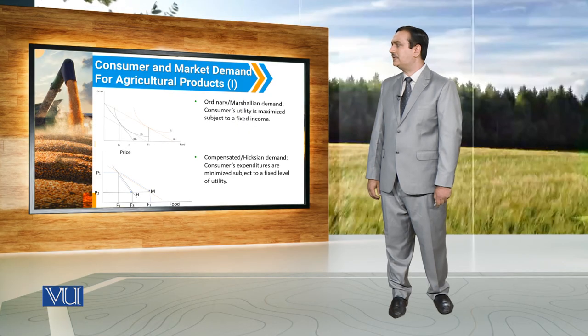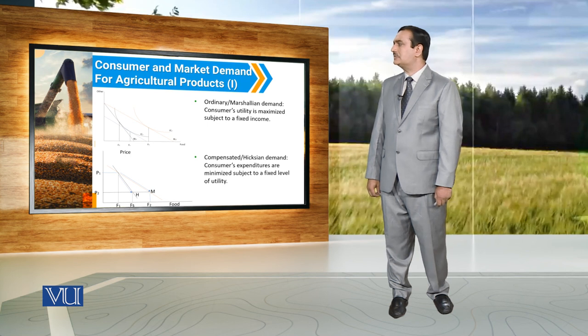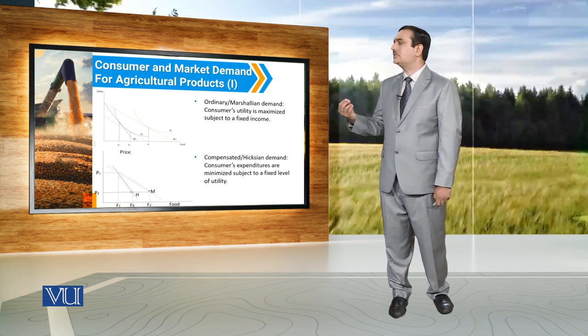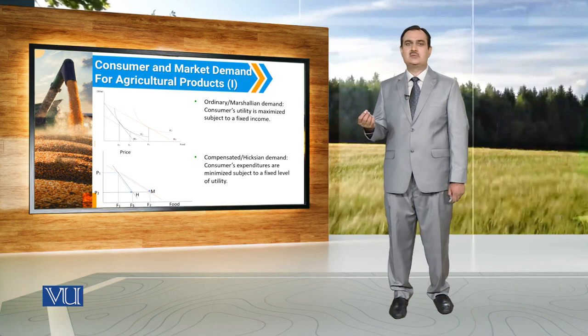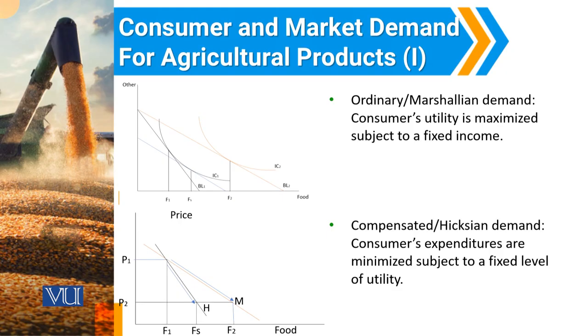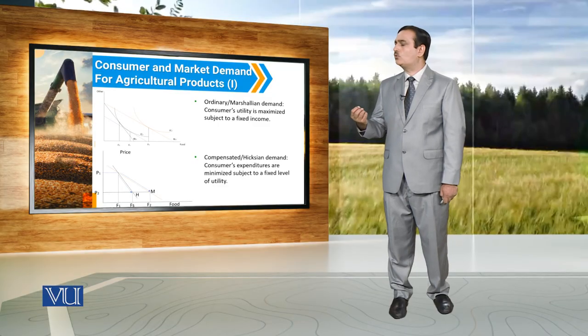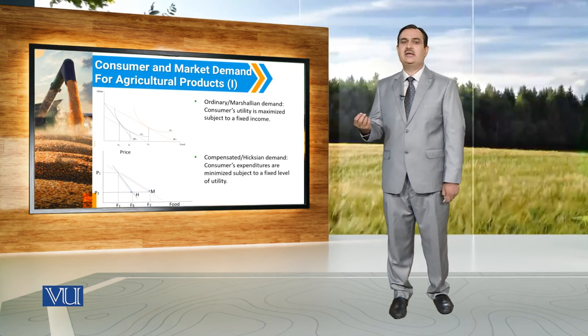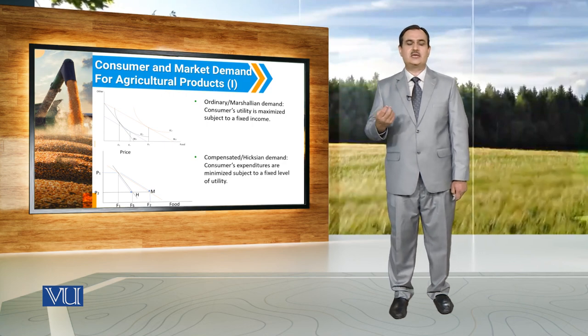And when we say compensated or Hicksian demand curve, in this case consumers' expenditures are minimized subject to a fixed level of utility. So when price of food decreases, the movement from F1 to FS indicates demand of food items under Hicksian demand. So, under Hicksian demand, change in quantity demanded is relatively less than change under Marshallian demand.